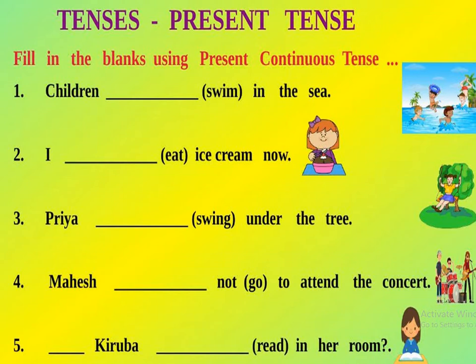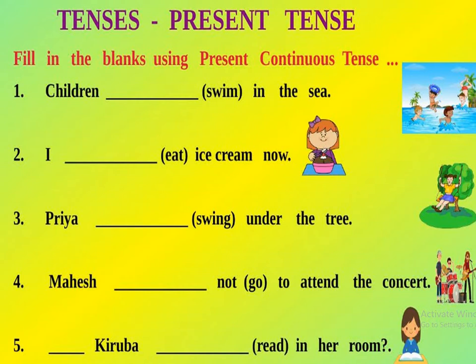Similarly, in the next question, I already told that along with I, am is used as the helping verb or the auxiliary verb. So I am, and the ing form of the verb will be eating. So I am eating ice cream now.